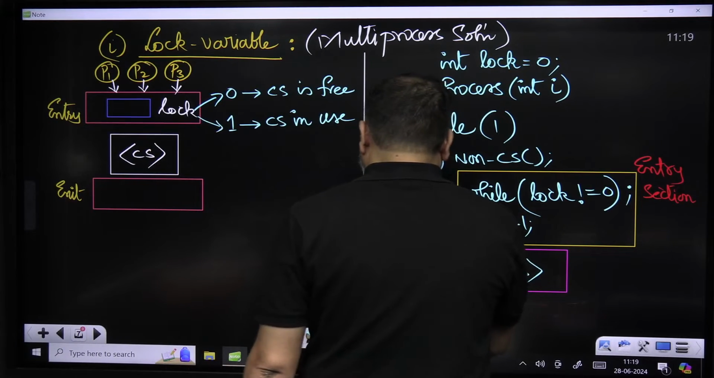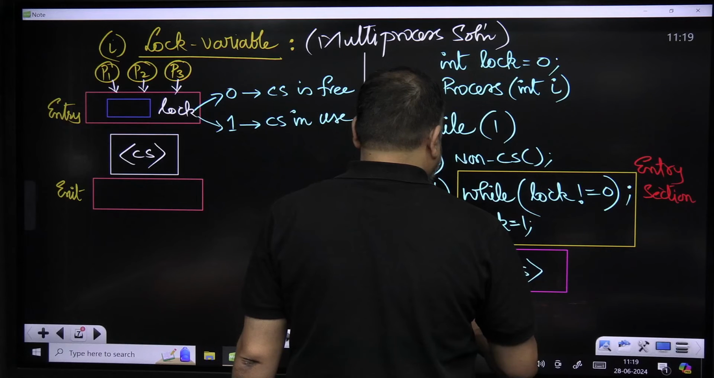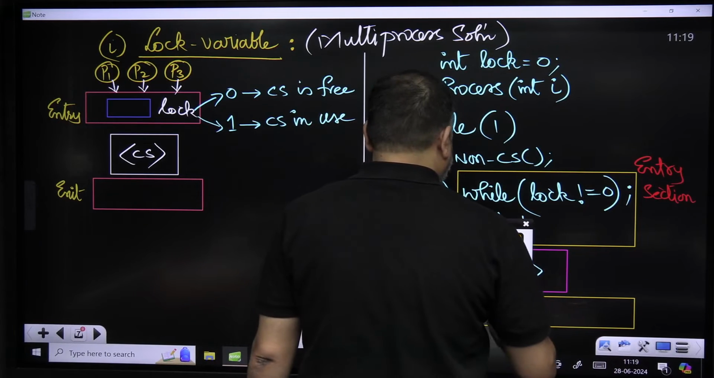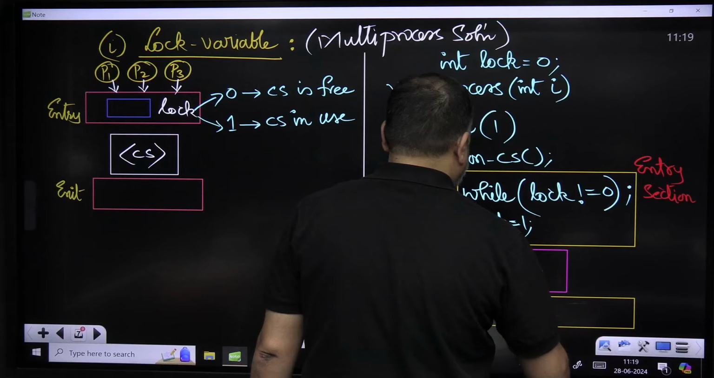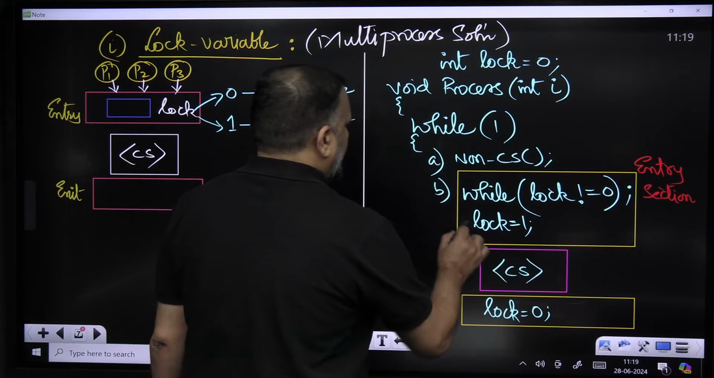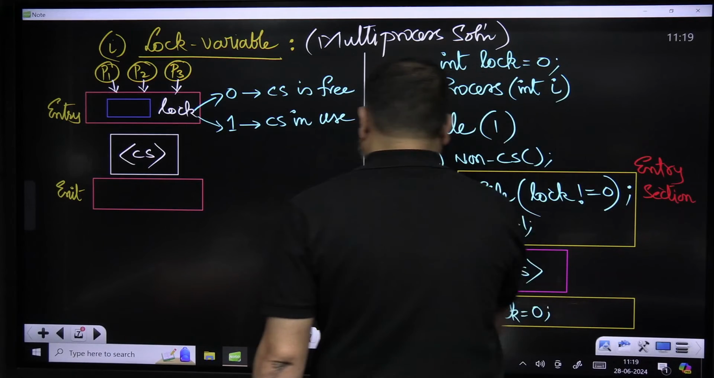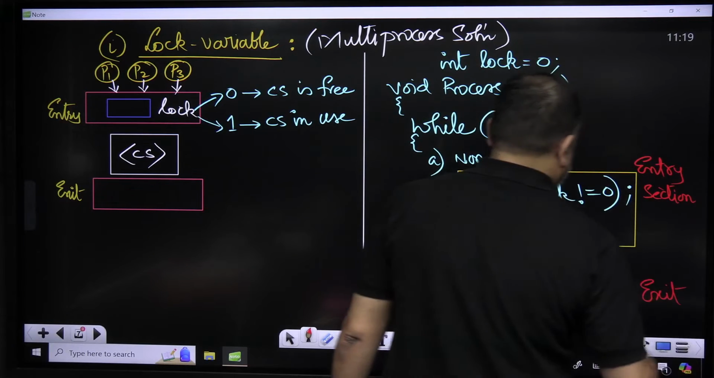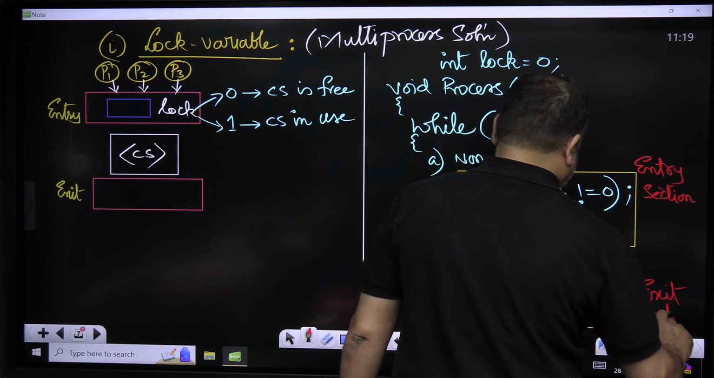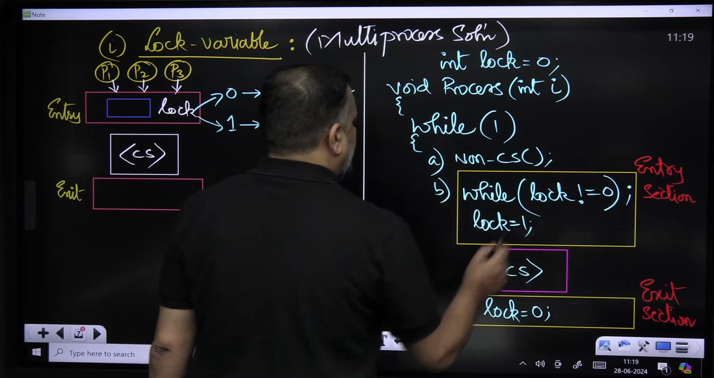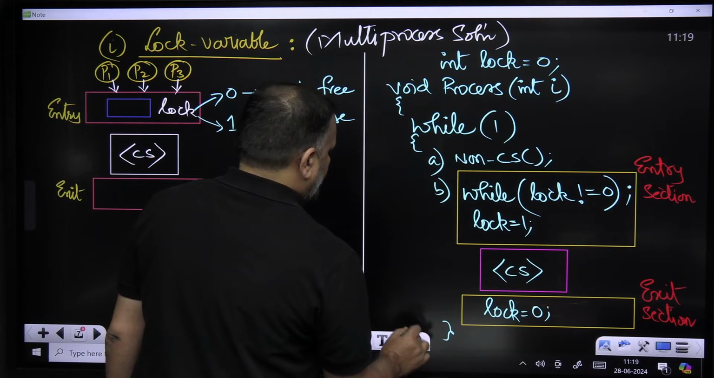And when the process comes to the exit section, what will we do in the exit section? As I told earlier, when a process comes out, what will it do? It will simply make the value of lock 0. And that's it. The entry section, the critical section, and this is my exit section. Okay? End of the program.